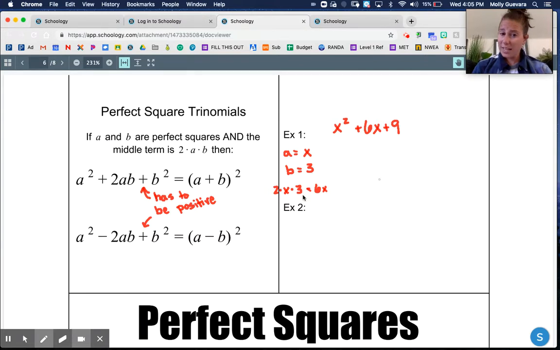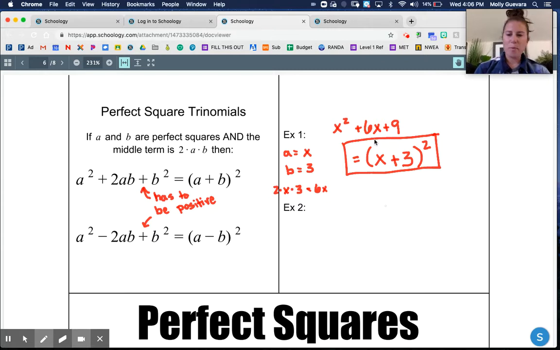But since it is a perfect square, and since the 6 is positive, I'm going to use this top one, and I'm going to follow the pattern where I take a, well in this case my a is x, plus b, well in this case my b is 3, close the parenthesis, square it, and it's factored.